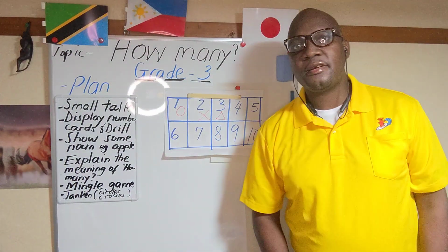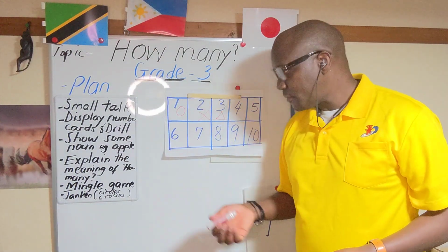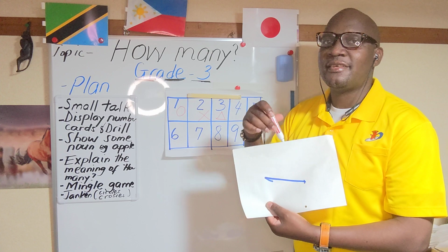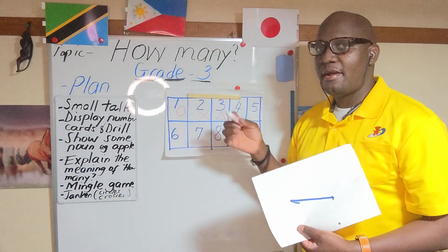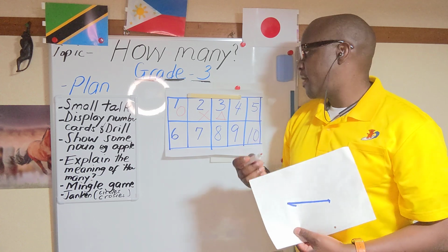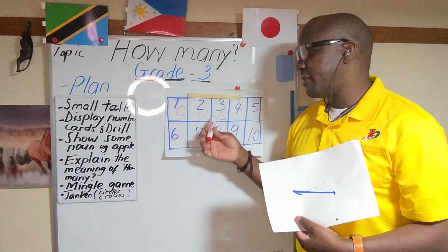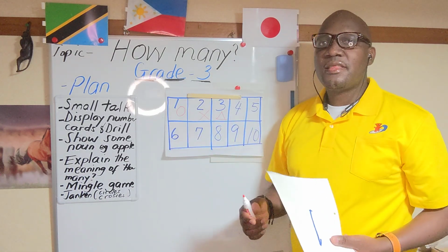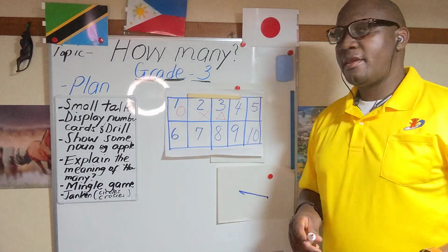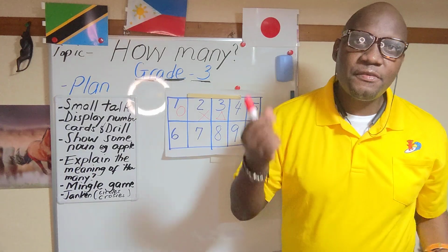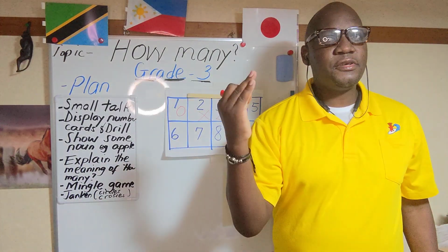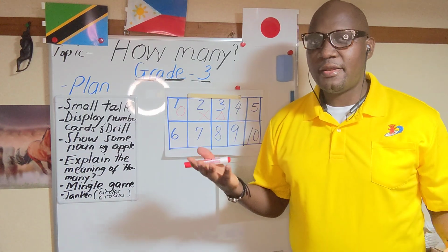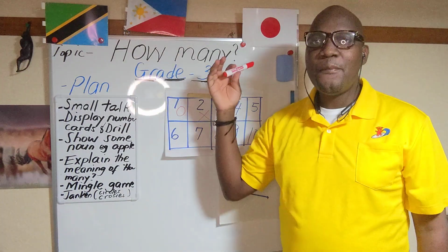Then in the end, prepare a worksheet. Let's say how many circles. So they have to count 1, 2, 3, 4. 4 circles. They write number 4. Oh, how many crosses? Okay, 3 crosses. How many triangles? And that's it. So that'll be the end of the lesson. So in the end, they will have to write down the number of circles they have, the number of crosses they have, and the number of triangles they have. So that will let them know the meaning of how many.